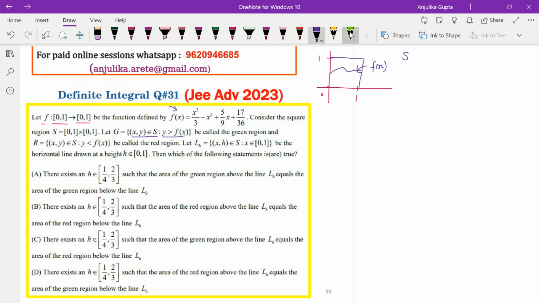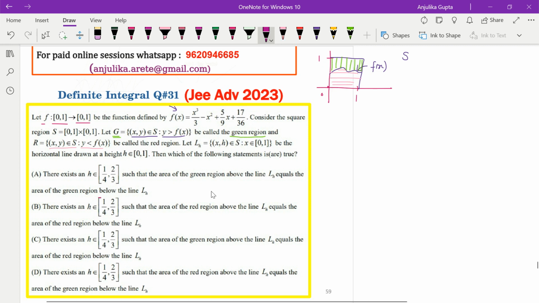What do you think? Which points are that? Y is greater than f of x. That means this is the collection of all points they are calling G, and saying that it is a green region. So we know what my green region is. And what is my red region? All points in the square such that y is less than f of x. That means everything below that. That's your red region.